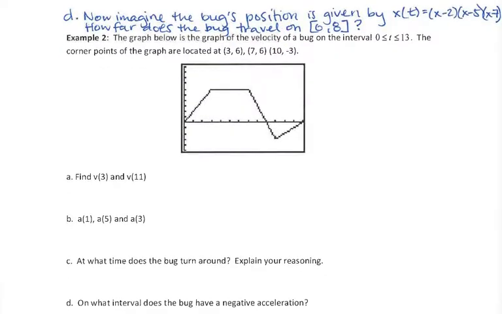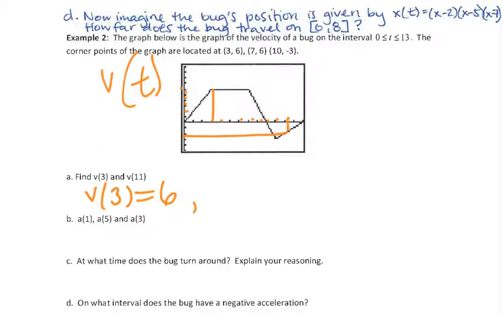So here it's asking us to find v of 3. Well, since we have the graph of v of t, we can just go to 1, 2, 3. And this is at 1, 2, 3, 4, 5, 6. So v of 3 equals 6. And then 4, 5, 6, 7, 8, 9, 10, 11. Looks like it's at about 2.